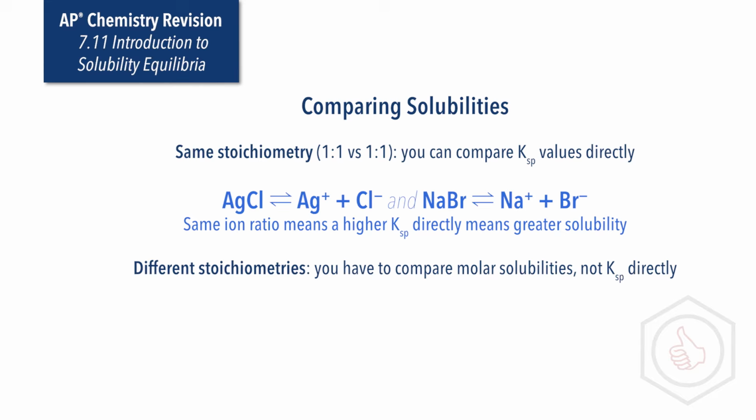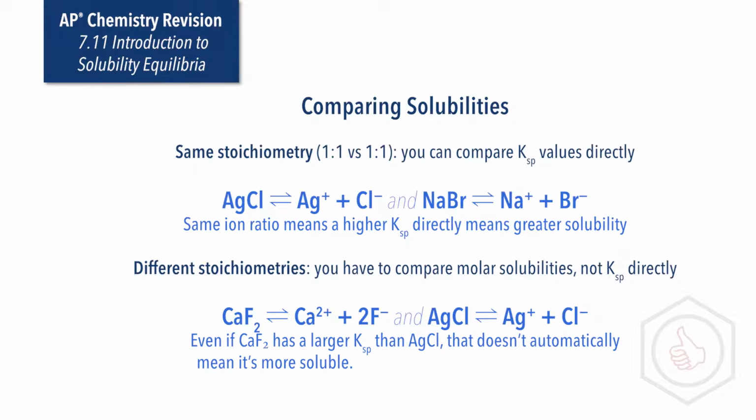For example, for calcium fluoride, CaF2, and AgCl, because the salts contain different ratios of ions, 1-to-2 in CaF2 and 1-to-1 in AgCl, the fact that CaF2 has a larger KSP value than AgCl doesn't automatically mean it's more soluble, because we haven't accounted for the fact that there are actually more ions present when 1 mole of CaF2 dissolves compared to 1 mole of AgCl. As a result, we have to calculate their molar solubilities, so the number of moles of the salt that dissolves per litre of water, before we can compare the salts' solubilities directly.